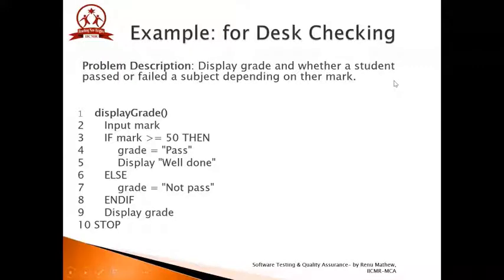Let us consider an example to understand how desk checking will be performed. Let the problem description be display grade and whether a student passed or failed a subject depending upon the mark. So the algorithm written by the programmer for the above description will be like a function display grade where the mark will be given as an input. Then it will check whether the input mark is greater than or equal to 50.